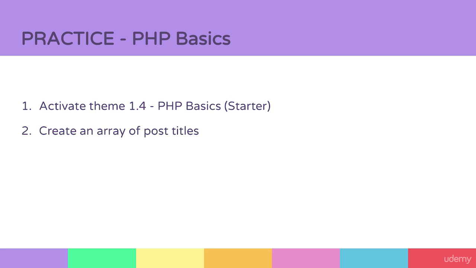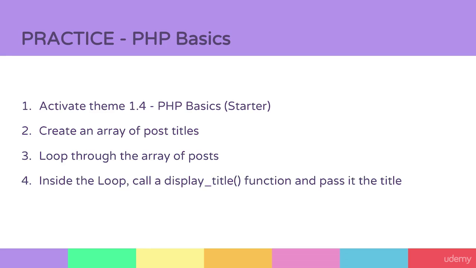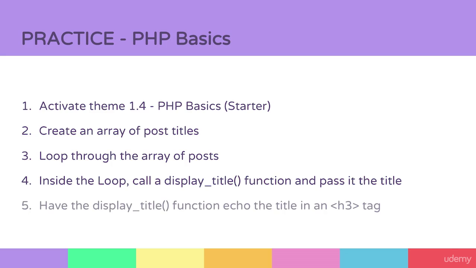First, you're going to create an array of post titles. So hello world, hello PHP, things like that. You could do 3 or 5, however many you feel, but you want more than 1 or 2. Then you're going to create a loop. What kind of loop you create is up to you, but you want to loop through that array of posts, and then inside of that loop, call a display title function that you're going to write and pass it in the title of that post. Then that display title function will echo out the title onto the page wrapped inside an h3 tag.